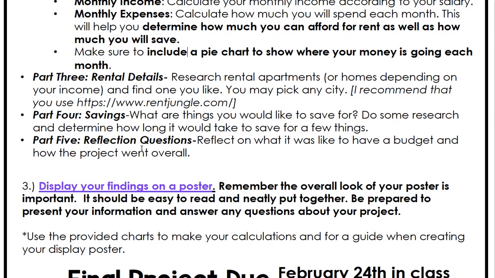Part 3, rental details. You're going to just search on the internet to find an apartment within your budget. I recommend this website, apartments.com, but there are other ones. You can just Google anywhere. You can even look on Facebook.